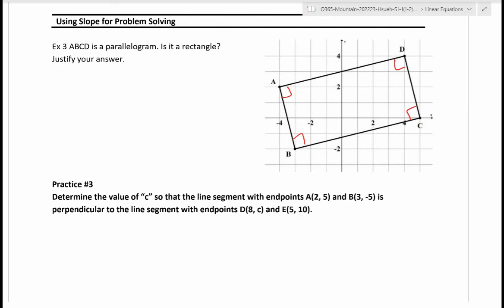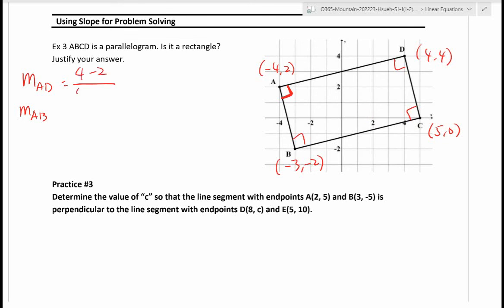Let's check the slope of AD and the slope of AB, to see if they are perpendicular. I guess we should label the coordinates. This is (-4, 2), this is (-3, -2), this is (5, 0), and this is (4, 4). For AD: 4 minus 2 over 4 minus -4. So that's 2 over 8, which is a quarter.